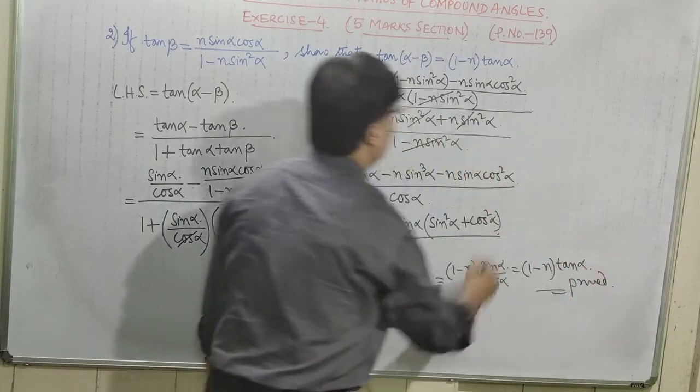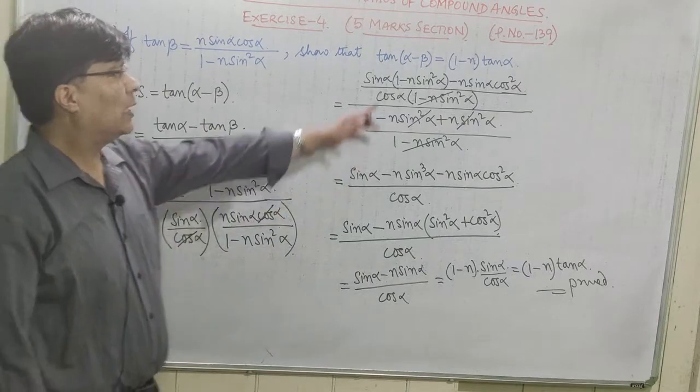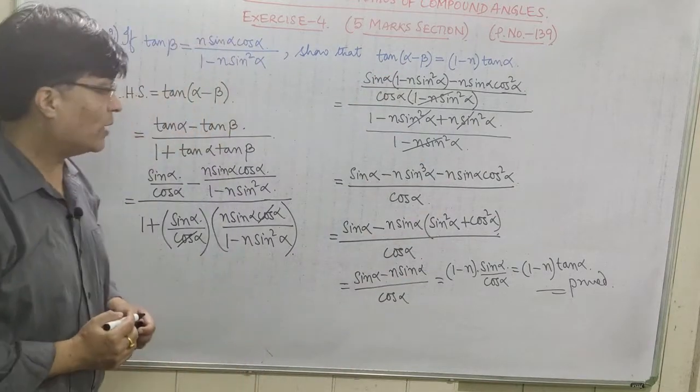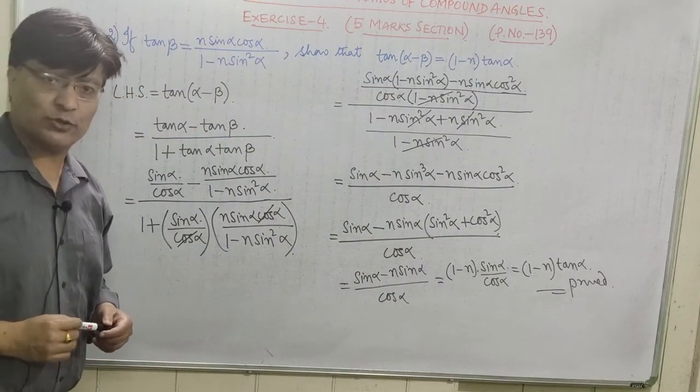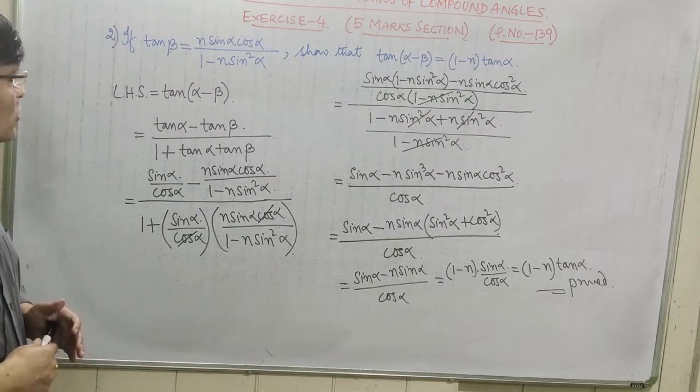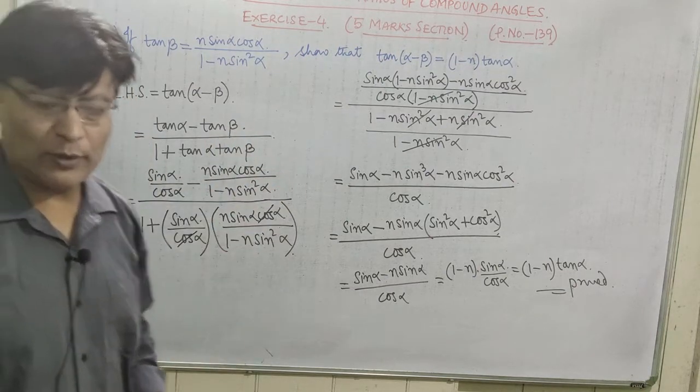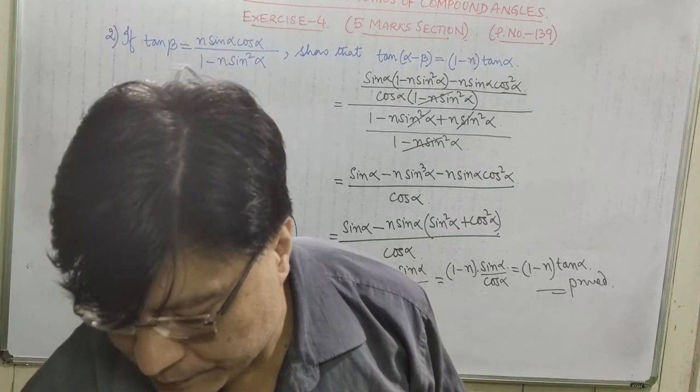So it is proved, which is equal to right hand side, that is 1 minus n into tan alpha. So we have proved it. So I think you have understood it. So you can copy it. Now we'll do the next question.